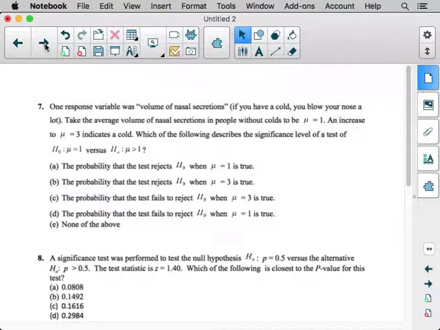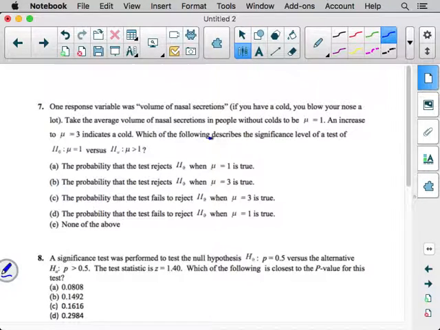One response variable was volume of nasal secretions. If you have a cold, you blow your nose a lot. Take the average volume of nasal secretions in people without a cold to be mu equals 1. An increase to mu equals 3 indicates a cold. Which of the following describes the significance level of a test of mu equaling 1 versus it being greater than 1? This one, again, is honestly kind of a weird question, but I like talking about it just to get you thinking in a different way, okay?